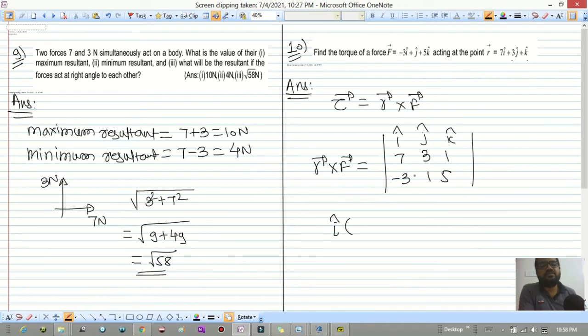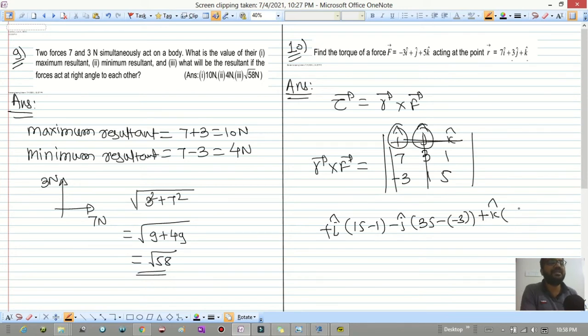So take i hat first. Remove this row and column. It will become 3 fives are 15 minus 1, minus j hat. Then remove this and this. Then 7 fives are 35 minus of -3. Then plus k hat. Alternate signs: firstly plus, then minus, then plus, like that. Then it will be 7 minus of -9, it will be 9 . So which is equal to 14 i hat minus 38 j hat plus 16 k hat. This is the answer we have.